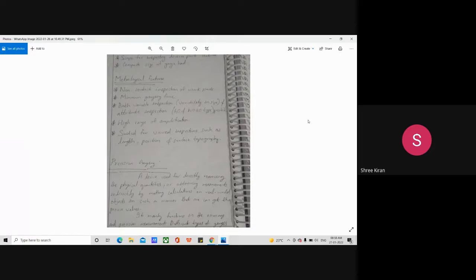The first one was the non-contact inspection of work parts. The second one was the minimum gauging force. Then both variable inspection, that is variability in size, and attribute inspection, go and no-go type, are possible. Then a high range of amplification, suited for varied inspection such as length, position, and surface topography. These were the major metrological features of pneumatic gauging.